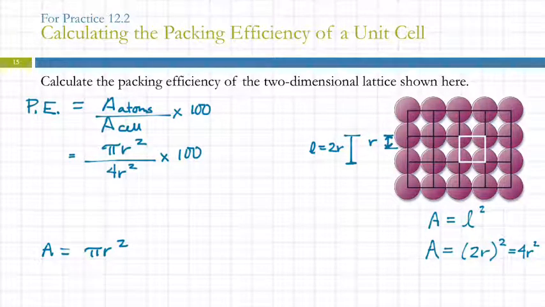Can we simplify this? Yeah. We've got r squared on the top and r squared on the bottom. The r squareds cancel out. We didn't know what the radius was, but in terms of packing efficiency, it doesn't matter what the radius is. If the atoms are arranged in this simple cubic lattice, the packing efficiency is going to be the same regardless of the size of the atoms. So we end up with pi over 4 times 100%.